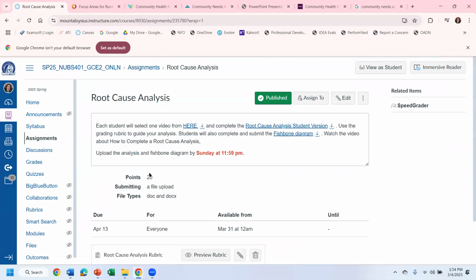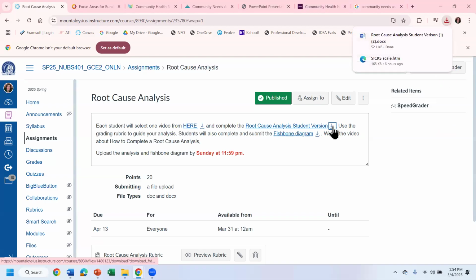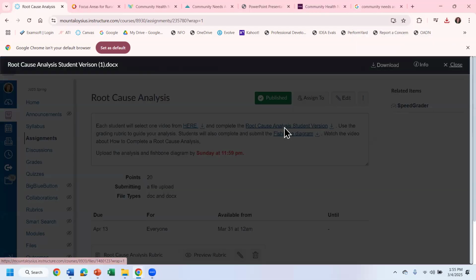To find the root cause analysis, you can also access the videos from this link here. You will download the root cause analysis Word document, and you'll work from that Word document. So usually it does take my computer a little bit to load these bigger documents.